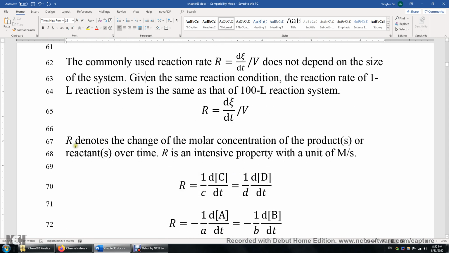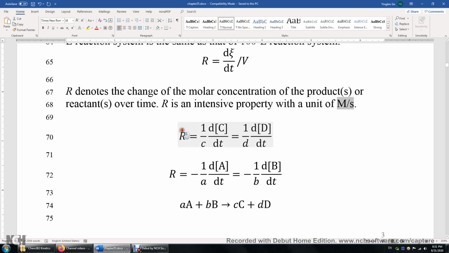So again, this R, reaction rate, denotes the change of the molar concentration of the products or the reactants over time. And R is intensive. R usually has a unit of molar per second. So here, this is the definition of R for this general chemical equation.